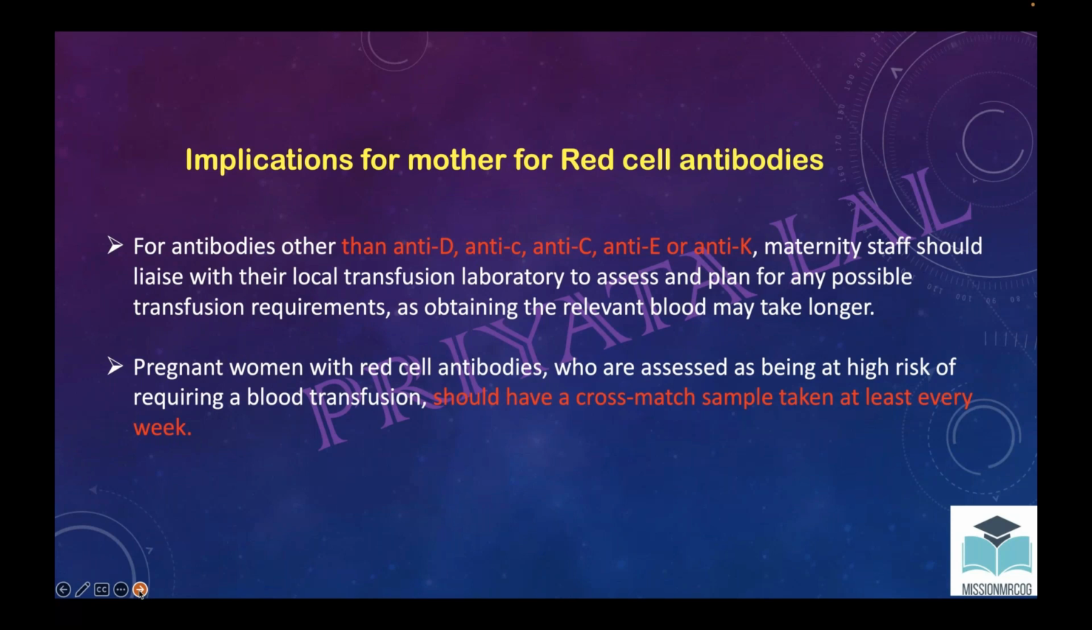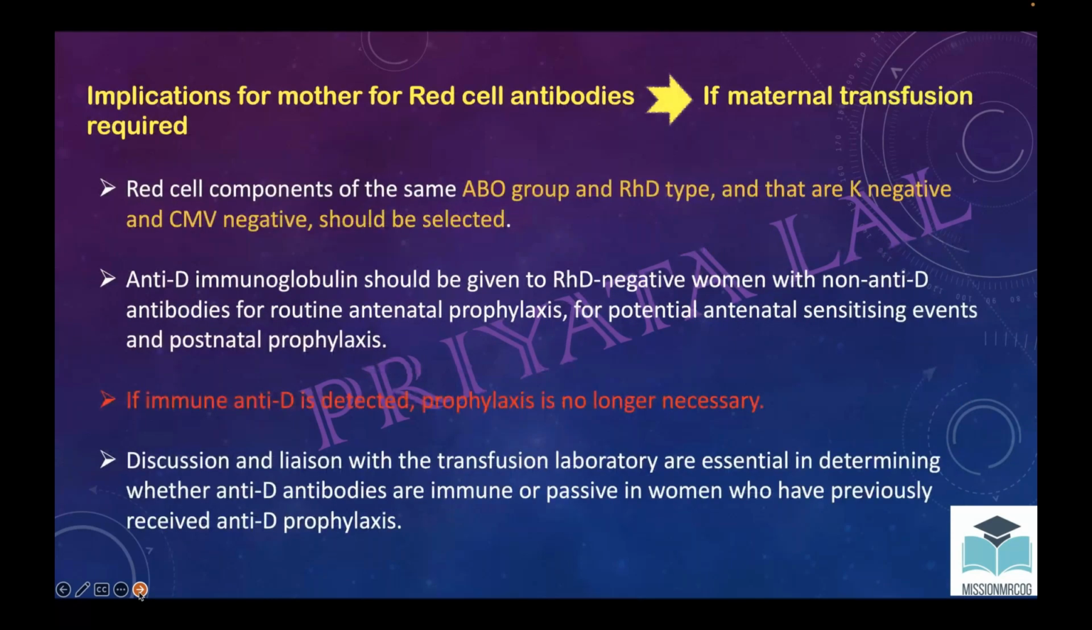Then again, what are the implications if maternal transfusion is required? When we have to transfuse blood to the mother, it should be of the same ABO group and the same RHD typing, and it should be K negative and CMV negative. This would be the ideal combination.